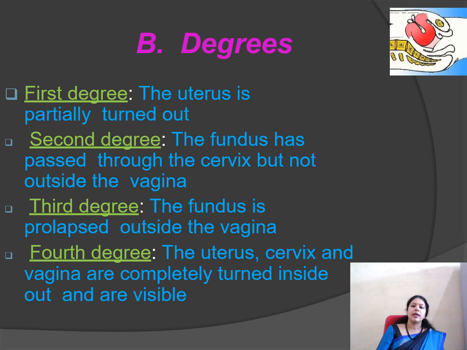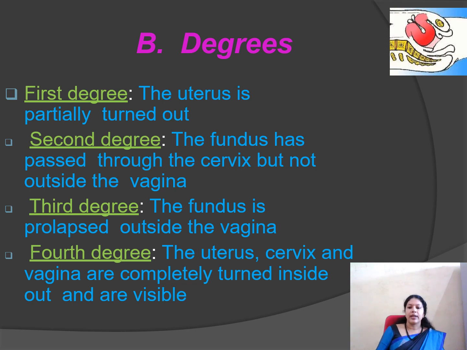Second degree means the fundus has passed through the cervix but not outside the vagina. It will just pass through the cervix and reach up to the level of the vagina. And third degree means the fundus is prolapsed outside the vagina. It will come out of the vagina. And fourth degree means along with the uterus, the cervix and vagina will all come out through the introitus and be visible outside. So these are the 4 classifications on the basis of the degree.